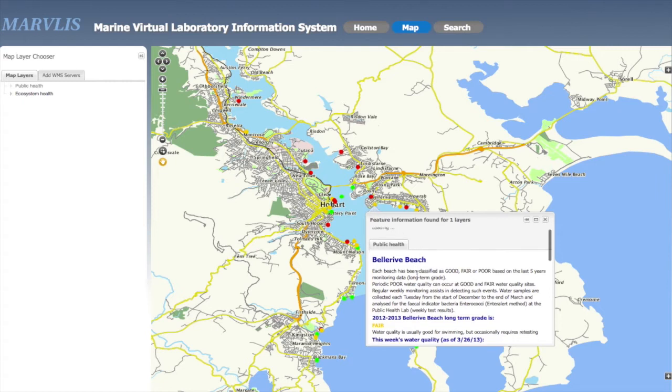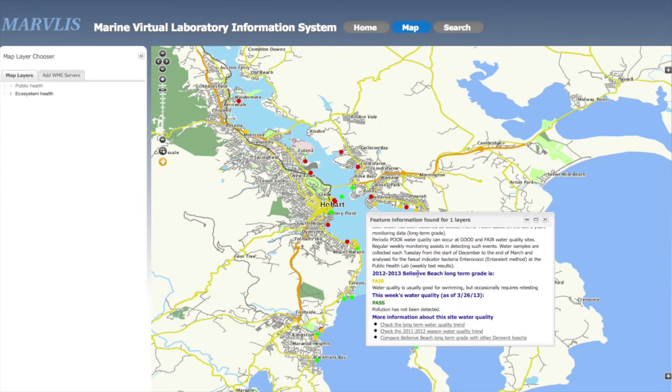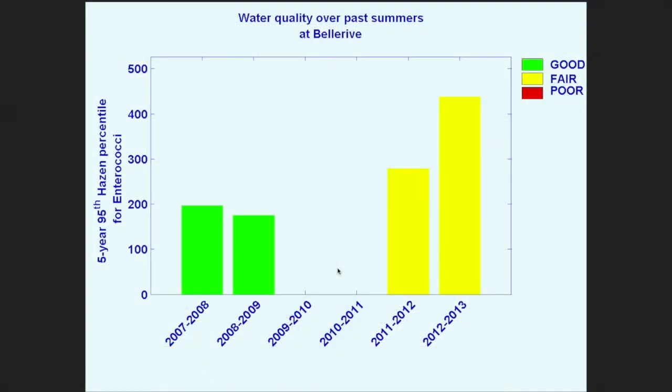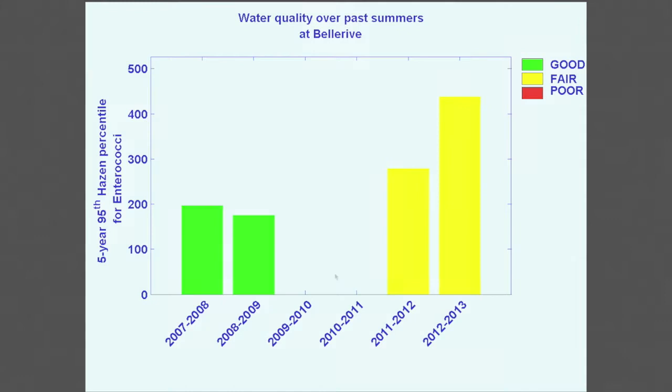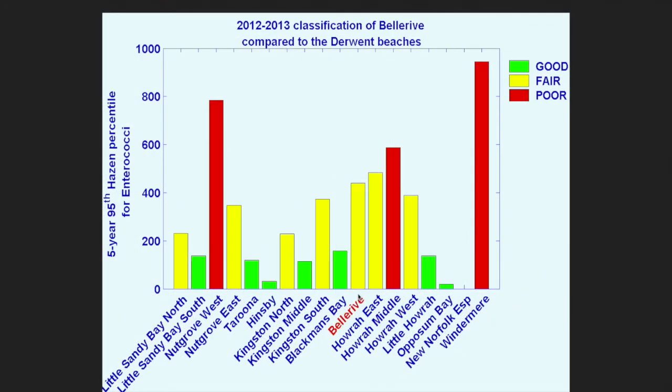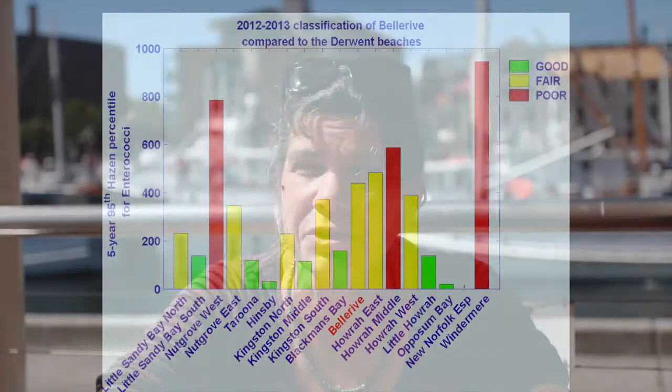And that involves looking at the long-term grade for each site, the weekly test results, and the trends at the different sites, and it also allows us to compare that with rainfall data and between sites as well. So it's quite a useful tool for managers and for the water community if they're interested in their own bathing beach and how water quality rates at their beach and how it compares with other sites around the Derwent.